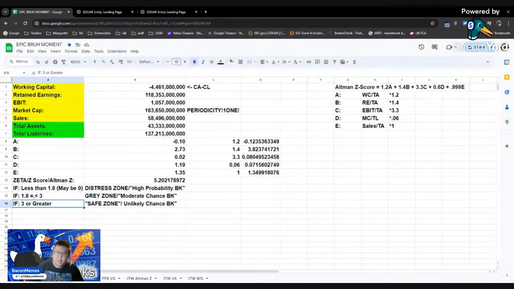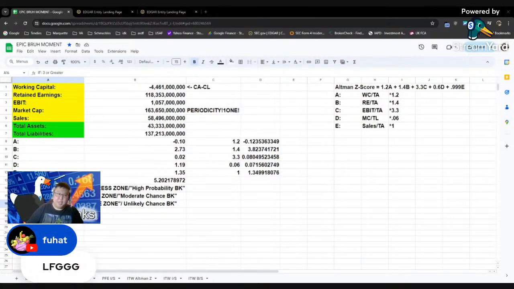So, that being said, it is still possible to go bankrupt and be a profitable, cash-flowing company because, say, some sort of lawsuit just blindsides you.